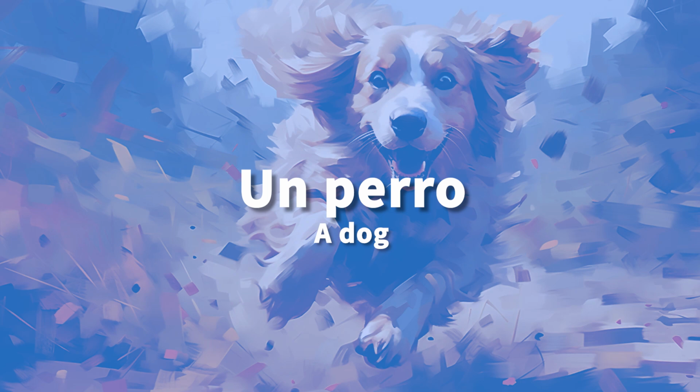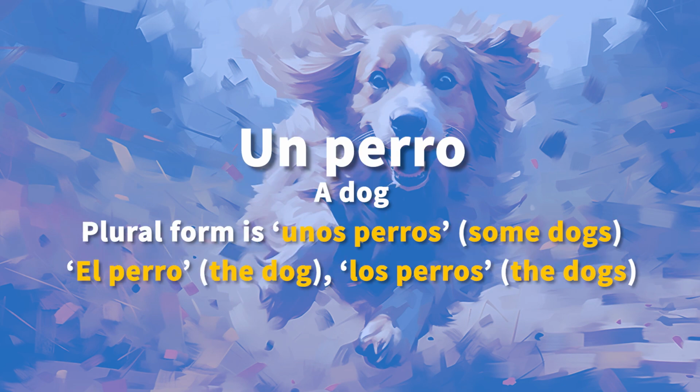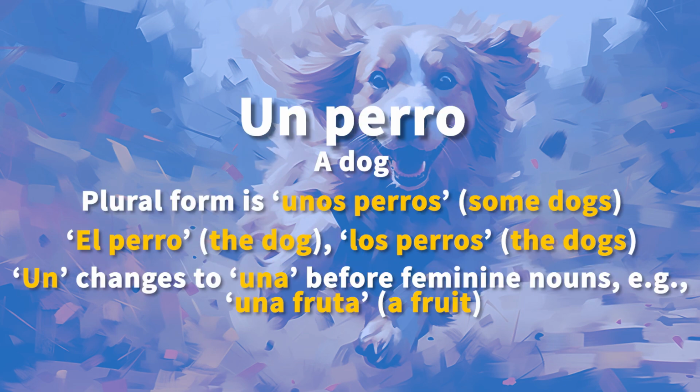Un perro means a dog. The indefinite article un is used before singular masculine nouns, like perro. The plural form of un perro is unos perros. If you use the definite articles, un perro would be el perro, and unos perros would be los perros. Remember, un changes to una before feminine nouns. For example, una fruta means a fruit.